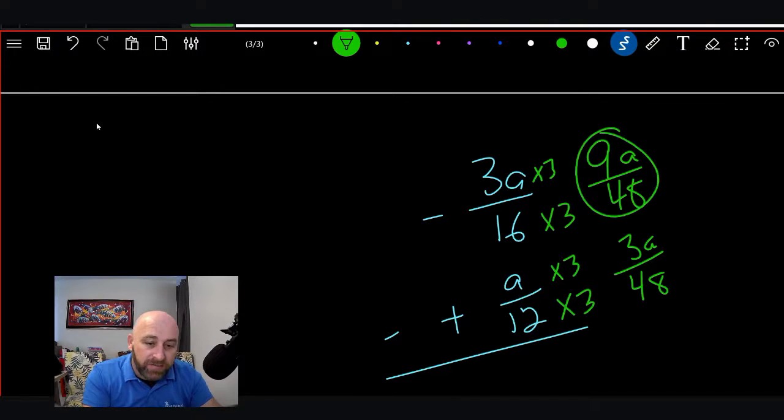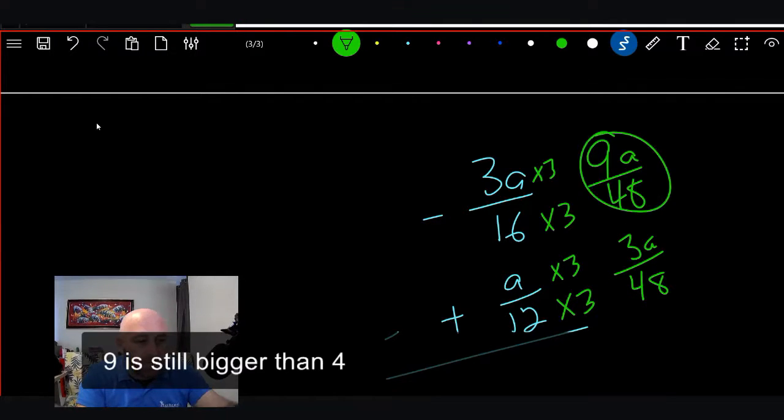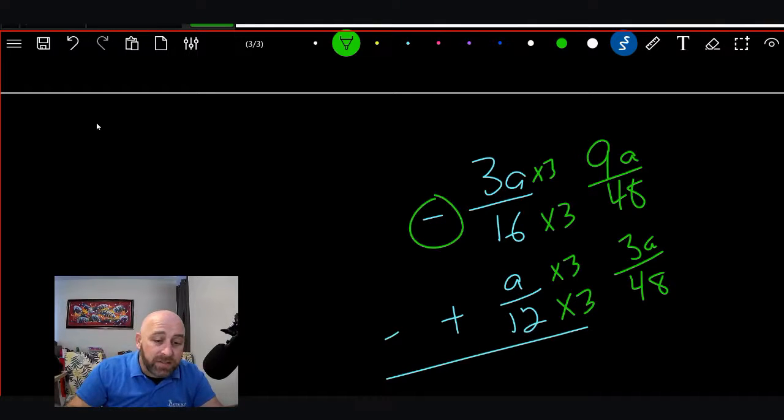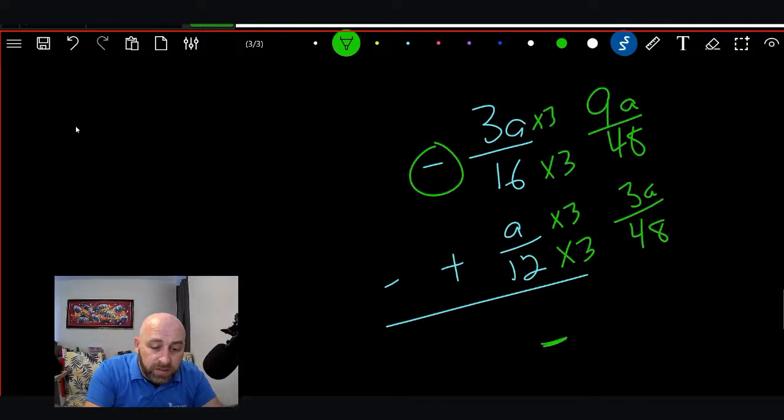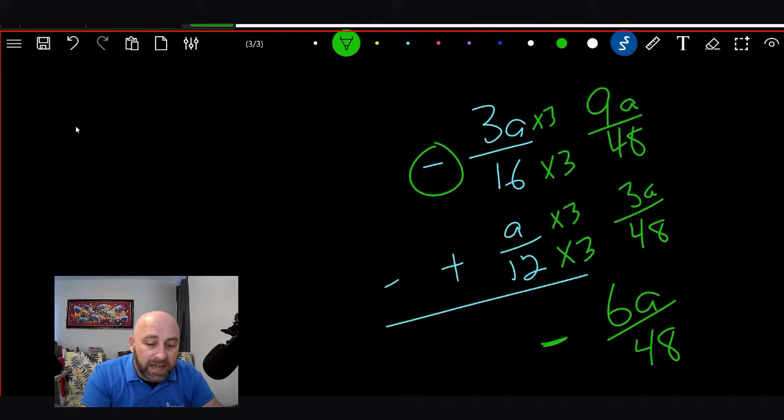Because look, now I have 9a over 48, and now I have 3a over 48. Well, the 9a over 48 is bigger than the 3a over 48. So the negative is going to be the bigger one. So the answer is going to be negative. And now we would just subtract. 9 minus 3 is 6a over 48. All right, so all that work basically to get us to where?